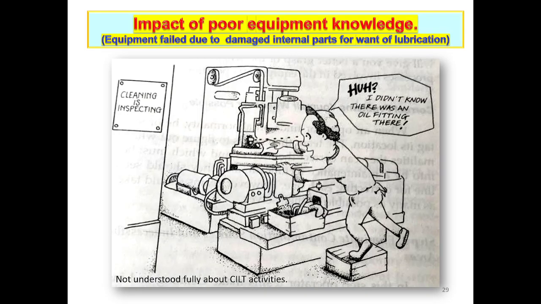This is another picture highlighting the impact of poor equipment knowledge. Here, equipment has failed due to damaged internal parts for want of lubrication because the owner was not aware of the importance of CILT activity. He was not aware that he should first know all the lubrication points in his ownership equipment and that he should lubricate them periodically as per the lubrication schedule. Here the equipment has miserably failed. Hence, the importance of doing CILT activity should be taught to all the equipment owners and they should understand fully about these to avoid costly breakdowns, stress and tension.